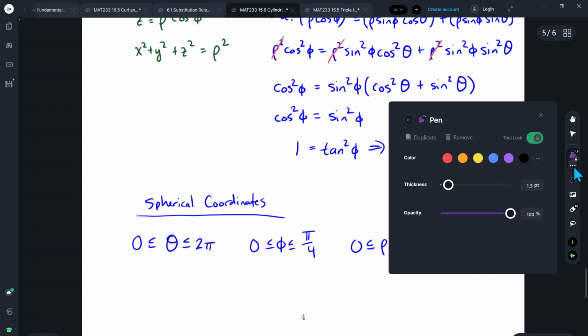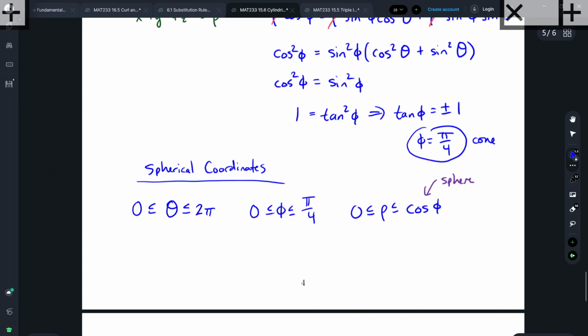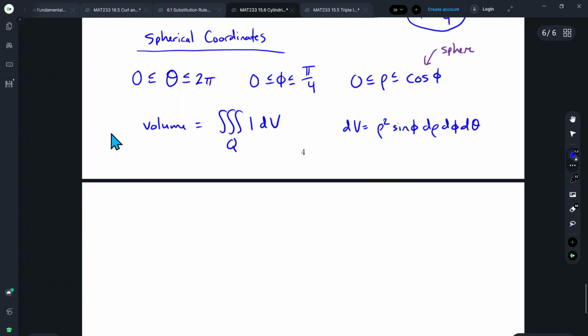Okay, so this is the description in spherical coordinates, right? So now we're ready to calculate. The volume, again, to calculate a volume in triple integrals, is just the triple integral over the region of the function 1 dV. And as usual, dV for spherical coordinates is rho squared sine phi d rho d phi d theta. Okay, so let's write down the triple integral.